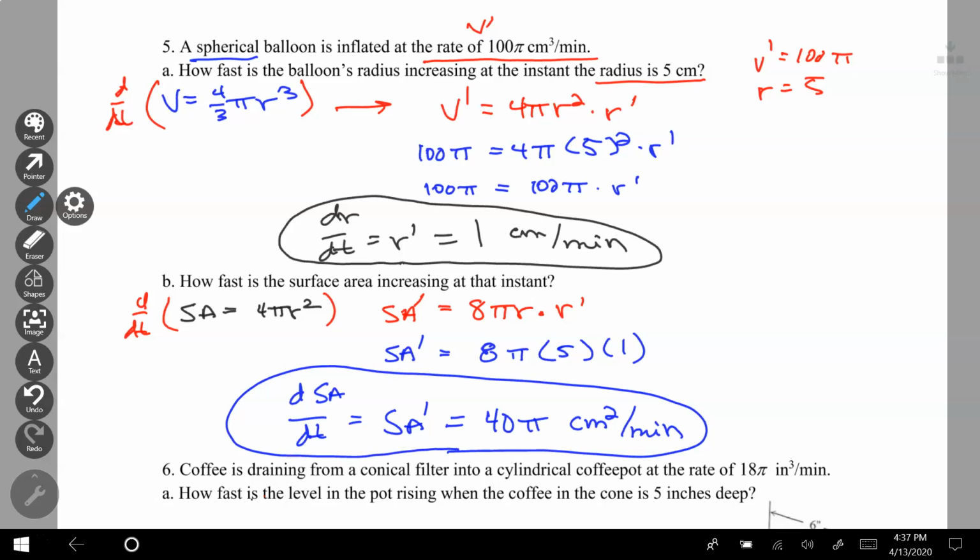My volume is changing by 100 pi cubic centimeters per minute. My radius is changing by 1 centimeters per minute. And my surface area is changing by 40 pi centimeters squared per minute.